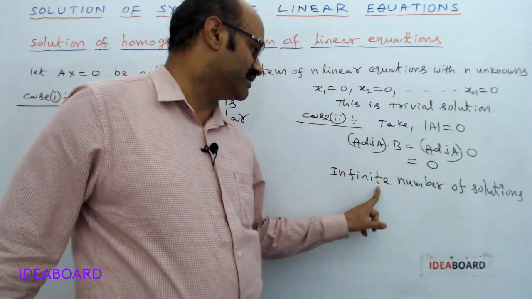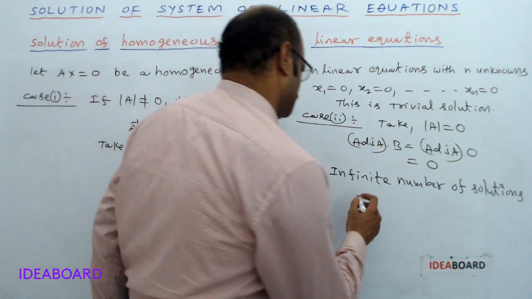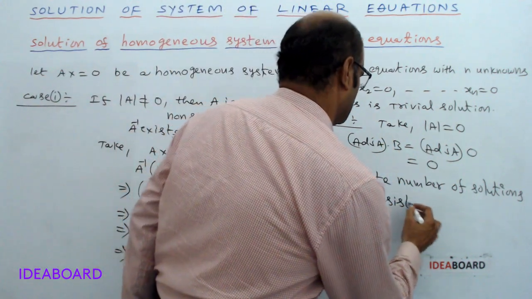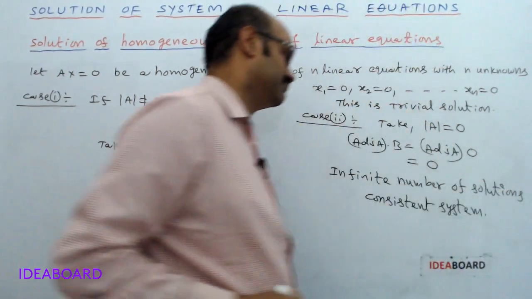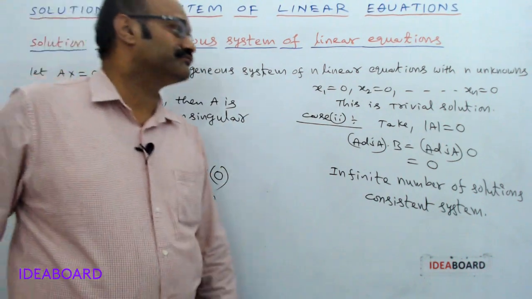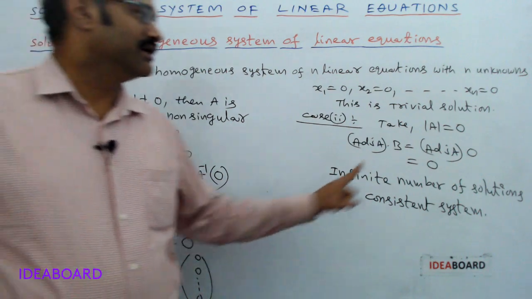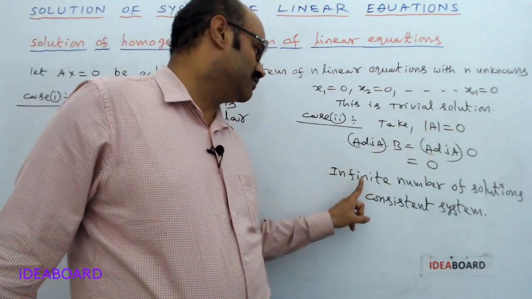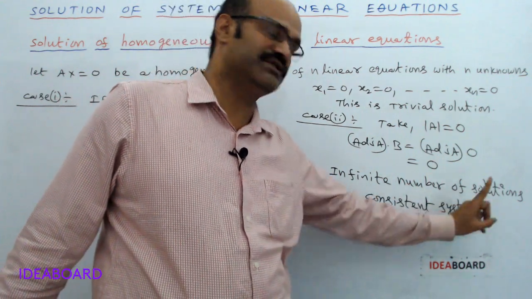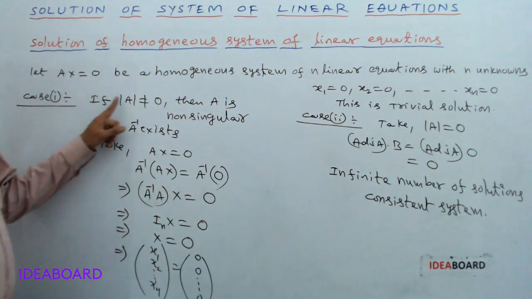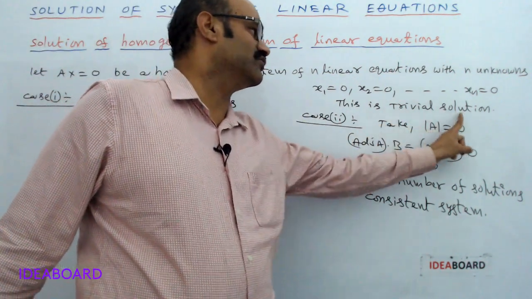Infinite number of solutions. So we say that the given system is said to be a consistent system. So whenever we have a homogeneous system, if det A equal to 0, the given system will have infinite number of solutions. If det A not equal to 0, the given system has the trivial solution.